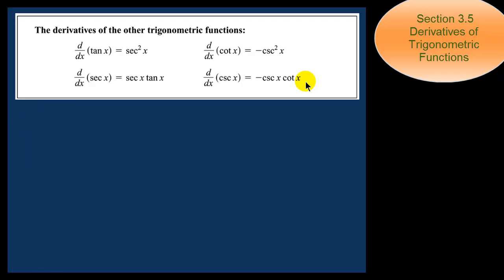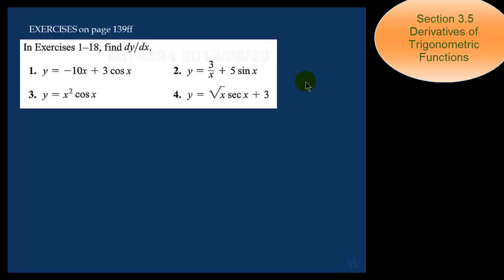So what you can do right now is pause the video and then try out how you can take the derivative of cotangent of x and the derivative of cosecant of x. For our exercises, I got these problems from page 139 of your textbook.